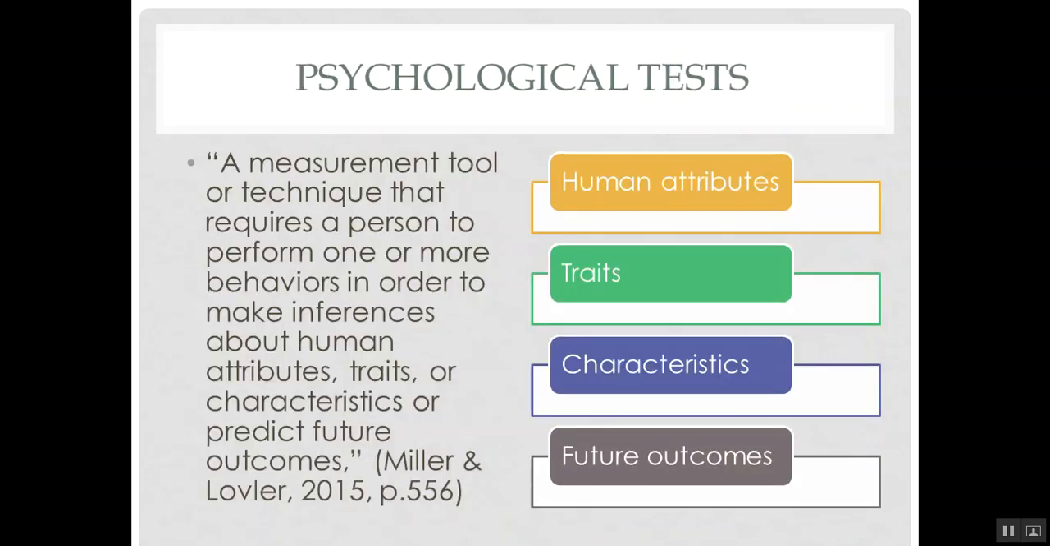So in order to assess psychological constructs, we have to use something a little bit deeper in terms of measurement tools. We need to use psychological tests. According to Miller and Lovler, a psychological test is a measurement tool or technique that requires a person to perform one or more behaviors in order to make inferences about human attributes, traits, or characteristics, or predict future outcomes.